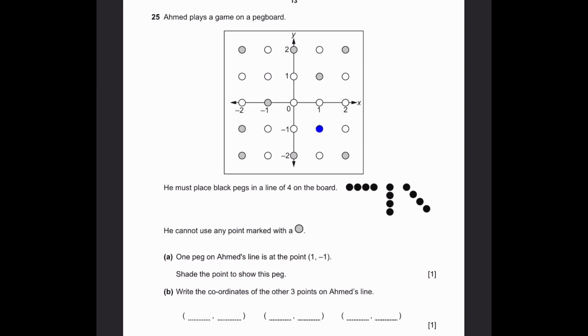B. Write the coordinates of the other 3 points on Ahmed's line. Since he must make a line of 4, it can be horizontal, vertical, or diagonal. In this case, he cannot make a vertical one because there is a gray circle there. He cannot use diagonal because there are gray circles in the corners there. He can use a horizontal though. So there's 1, 2, 3, 4. So minus 1, minus 1, 0, minus 1, and 2, minus 1. So you can write these 3 points, which are the other 3 points on the line, and that's the answer.